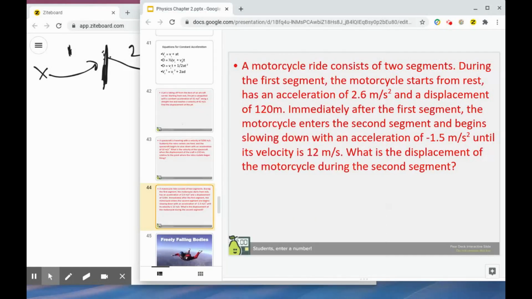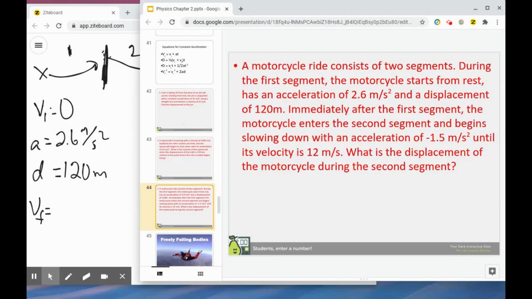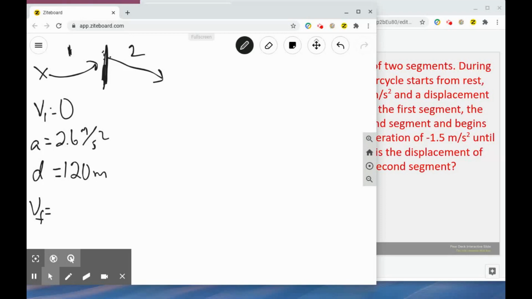So let's make a list again. Starting from rest, so VI equals 0 in the first segment, has an acceleration of 2.6 meters per second squared and a displacement of 120 meters. That's for the first segment. So I'm just going to stop there, and we're going to solve for the final velocity of this first segment. So we've got VF, which is what we're looking for. So we've got VF, D, A, VI.